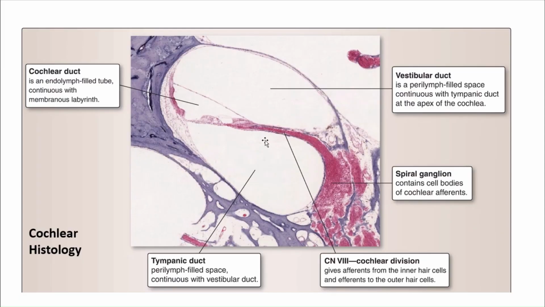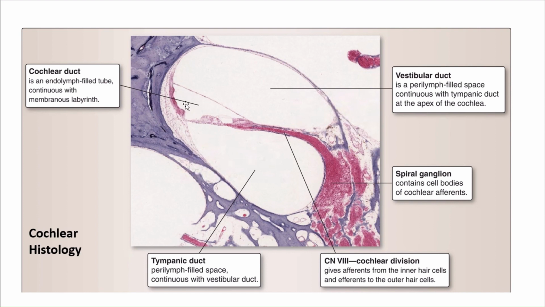This is the histology of the bony and membranous labyrinth. So this whole area, as you can see, is the bone. This is part of the cochlea, and this is the vestibular duct, starting from the oval window, and contains perilymph. Then it goes all the way to the apex, and then it changes and becomes the tympanic duct, and this also contains the perilymph. In the middle you have the cochlear duct, and you can see these two membranes. These are made of connective tissue and epithelial tissue, so this is why it's called membranous labyrinth.